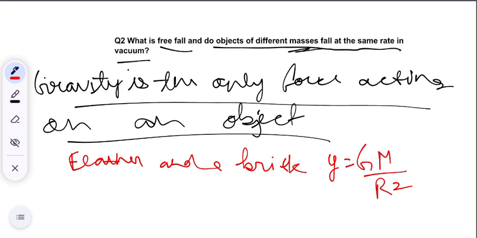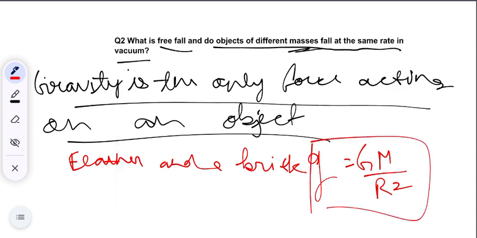Why do they fall at the same rate? Because acceleration due to gravity equals the universal constant of gravitation into mass of earth upon radius square. So it does not depend on the mass of the falling object. So they fall at the same rate. In a vacuum which has no air resistance, a feather and a brick fall at the same rate because of this formula, which states that it does not depend on the mass of the falling object. Free fall does not depend on the mass of the falling object.